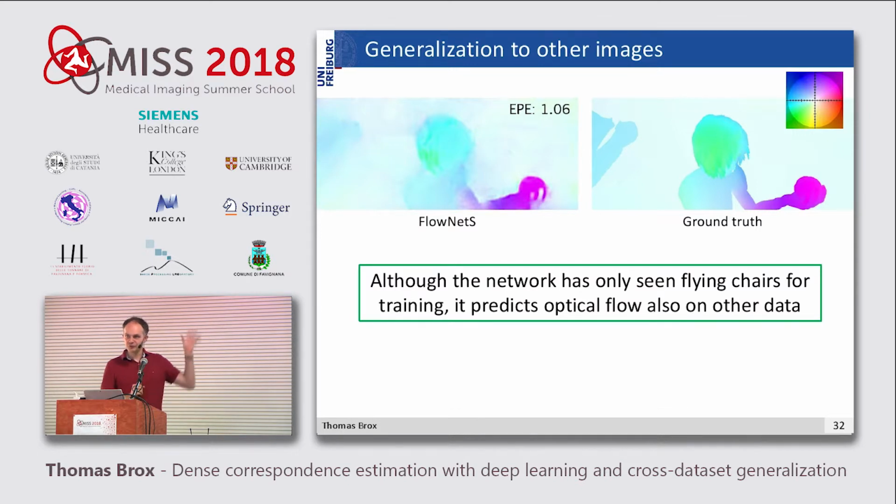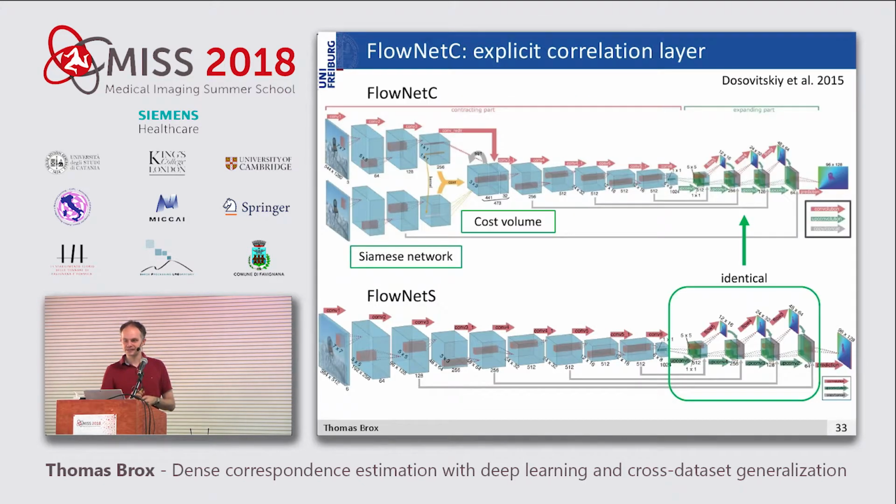So what I first showed was an architecture like UNet, where you just stack the two input images and you analyze them together. We also tested another architecture, which is a bit more engineered for the task of correspondence estimation. In this network, we call it FlowNet C. C stands for correlation. There we have a Siamese network.